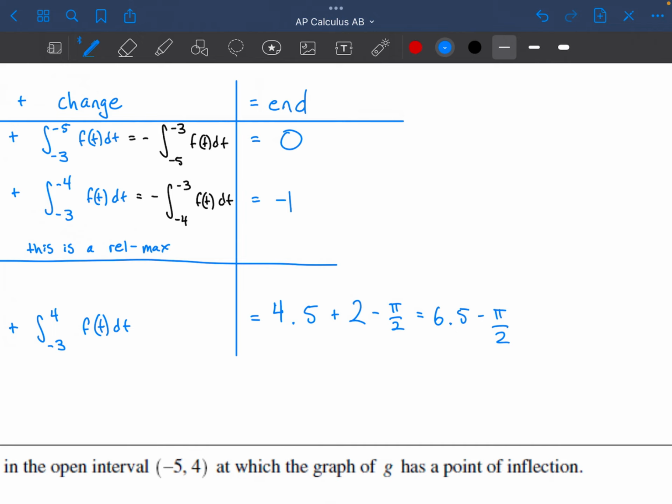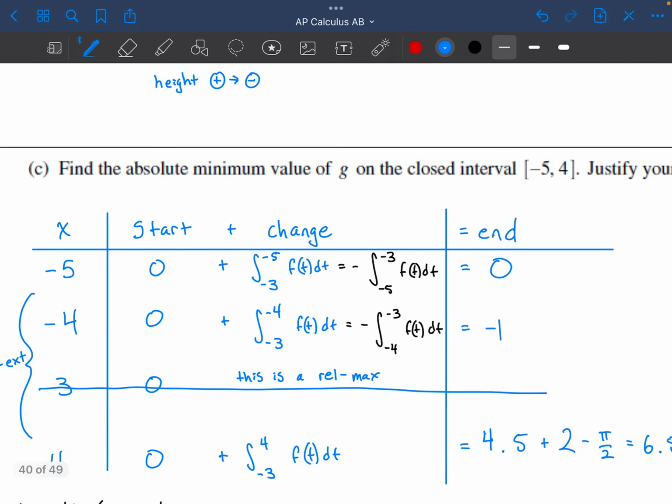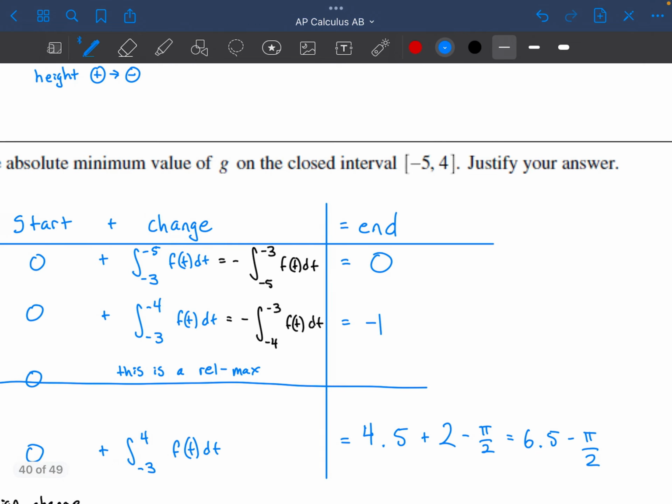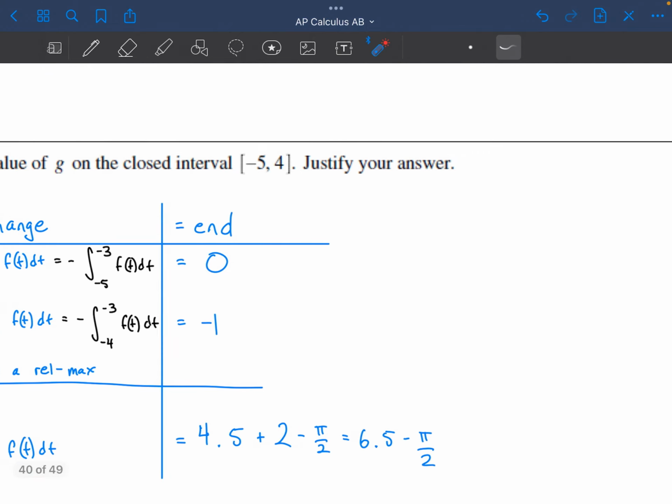Well, I'll tell you this. 6.5 is a big number in comparison to pi over 2 because pi is basically 3. So pi over 2 is basically 1.5. 6.5 minus 1.5 is around 5. So which number is bigger? Again, we're after the minimum. So which number is smaller? -1, 0, or about 4? And hopefully you will clearly answer, yes, -1 is the smallest value that we have.